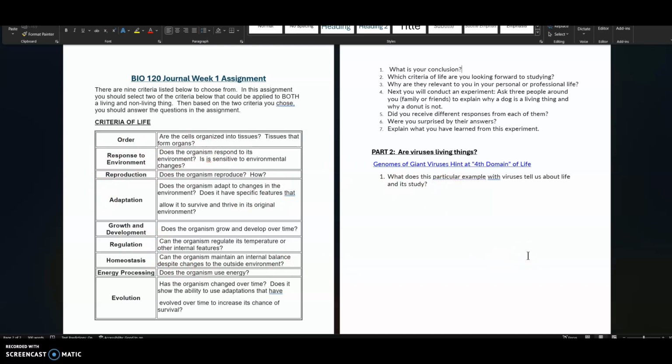Like I said, it'll be a document. You don't have to include all of these parts that I put in here. I just put this in here for you to be able to see what the criteria of life is. If you want to just give me the document where you just have the answers to your questions outlined, that's fine.